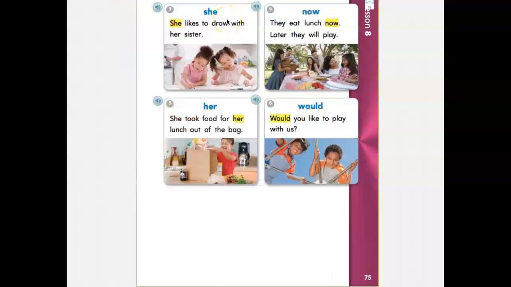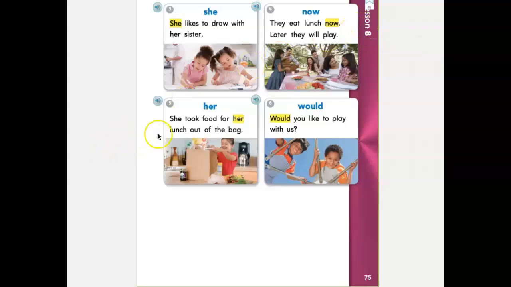Our next sight word is the word she. She. On our card, the word she is used when it says she likes to draw with her sister. Next, we have the word now. In our sentence, it says they eat lunch now. Later, they will play.